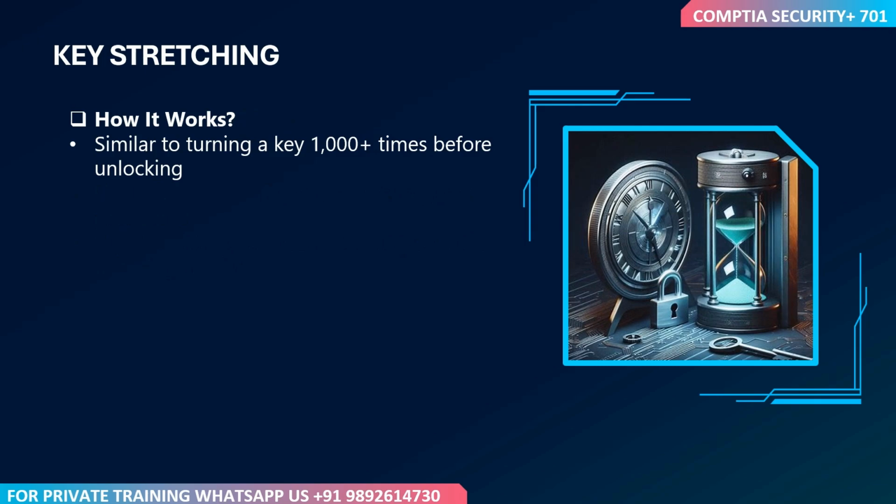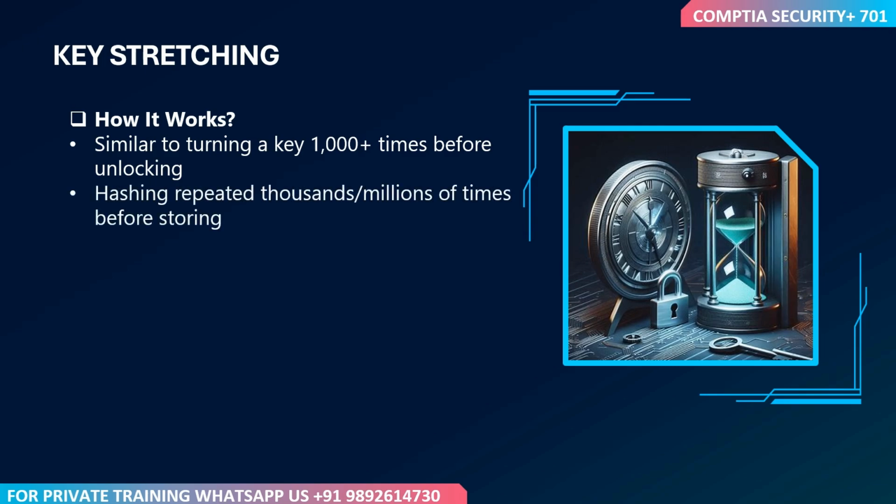So how does it work? Imagine you have a small lock with a simple key. If someone has the right key, they can open it instantly. But what if you could add extra steps like turning the key 1,000 times before the lock opens? This would make it much harder for someone trying different keys one by one. Key stretching does something similar with passwords.